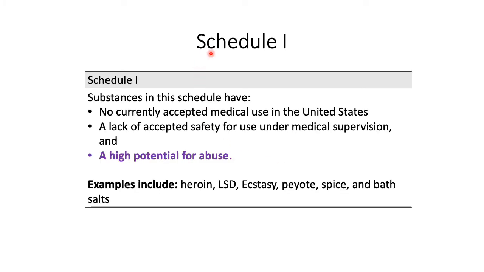A Schedule 1 drug is the most addictive type of drug, so it has a high potential for abuse, meaning that people will use it over and over again. Currently, there is no accepted medical use in the United States for these types of drugs because there's just no way to safely use them under medical supervision. Some examples include heroin, LSD, ecstasy, peyote, spice, and bath salts.